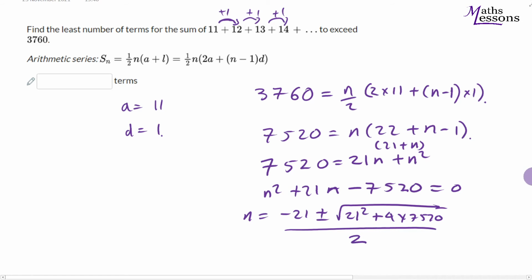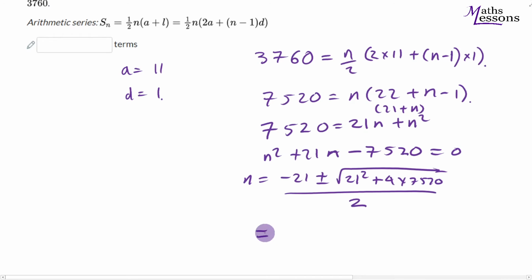So that's our quadratic formula, and we put that into our calculator. Now for an arithmetic series, we're looking for when n is positive, so we don't need to worry about the minus. So let's do minus 21 plus the square root of 21 squared plus 4 times 7,520. I'm just going to press equals on my calculator, and that gives me 153. And then I'm going to divide that by 2, and that gives me 76.85. So that's when it's equal to this value.